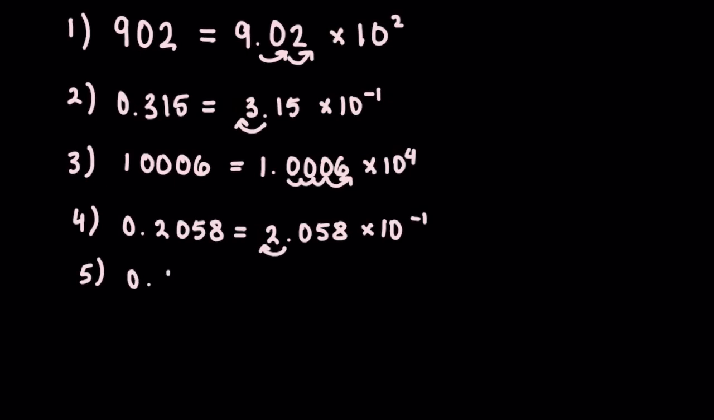The final problem we will try to do is 0.00973. We can rewrite this as 9.73 times 10 to the power of negative 3 because we want to move our decimal 3 places to the left. As you can see, when our exponent is positive, we move our decimal to the right, but when our exponent is negative, we move it to the left.